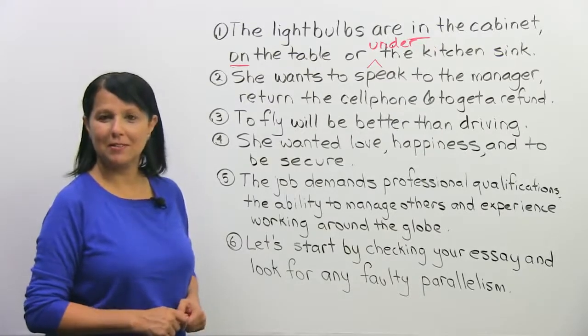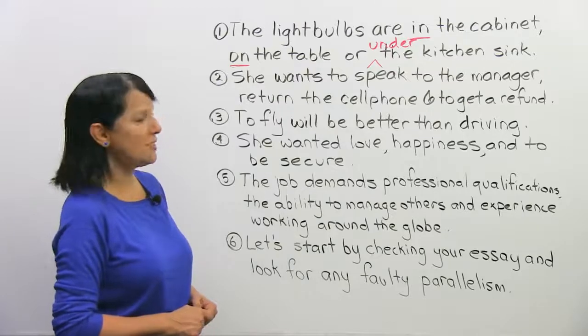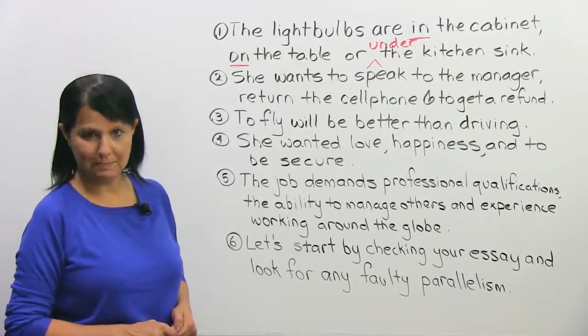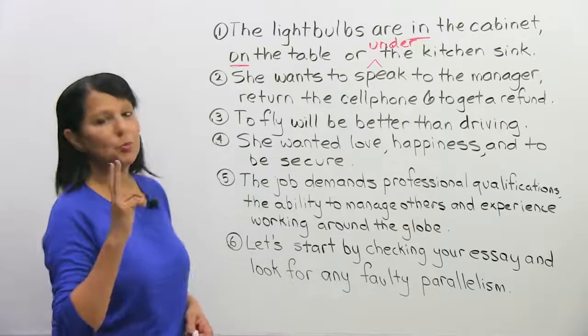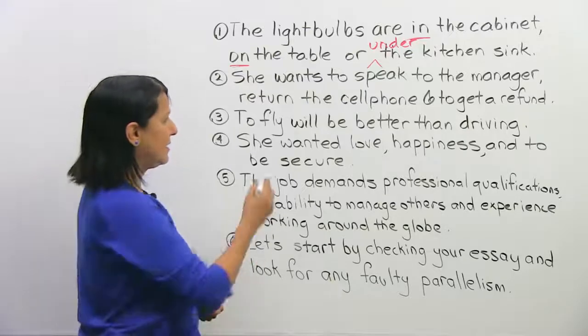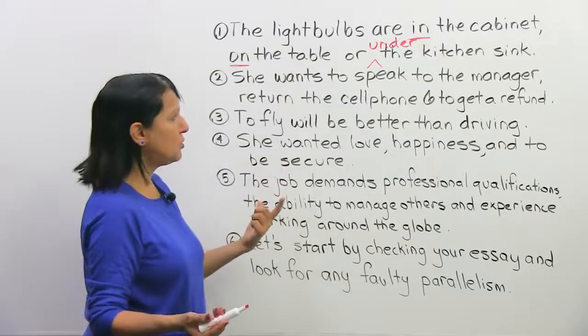Did you catch the error? She wants to speak to the manager, return the cell phone, and to get a refund. Now, there are actually 2 ways that you could fix this sentence. So one is here. She wants to do what?